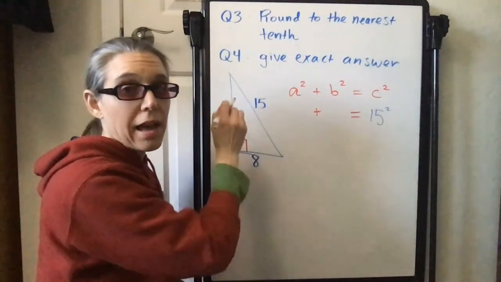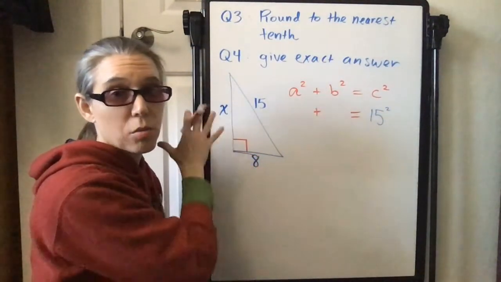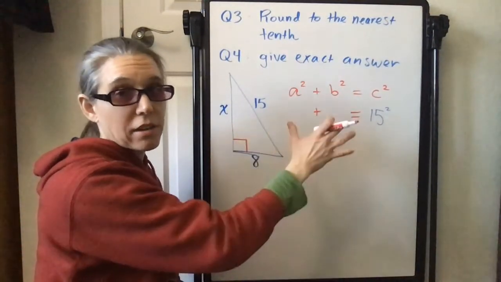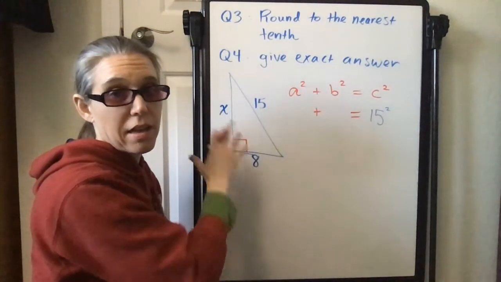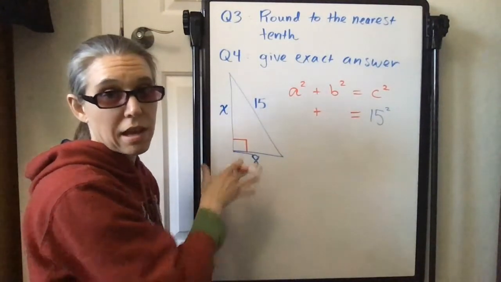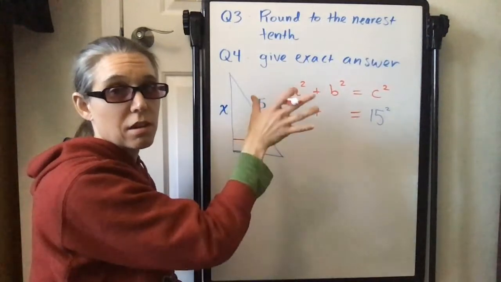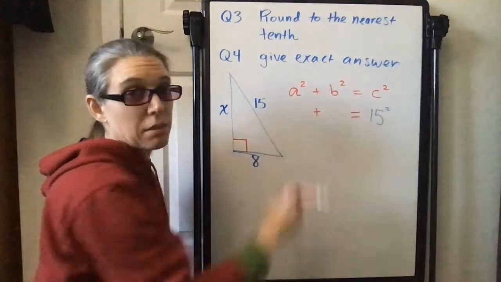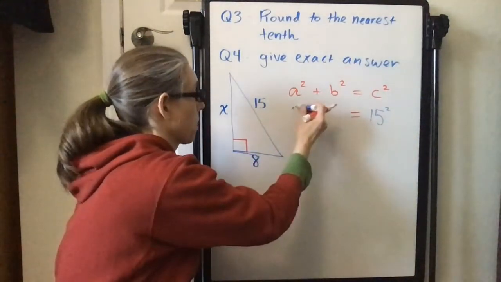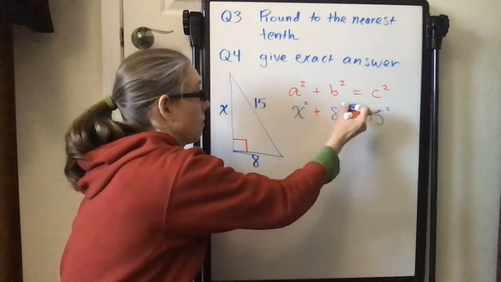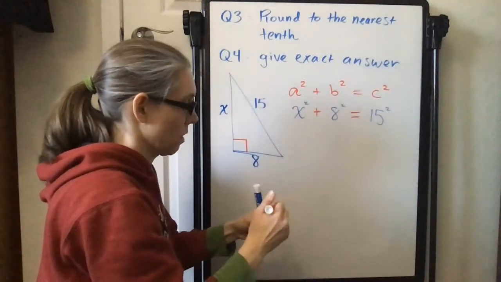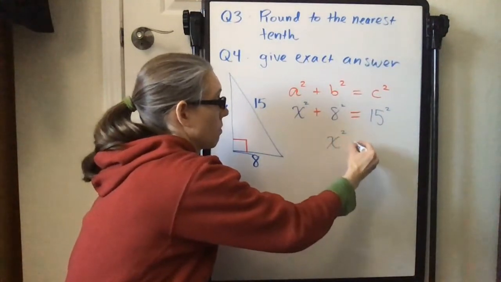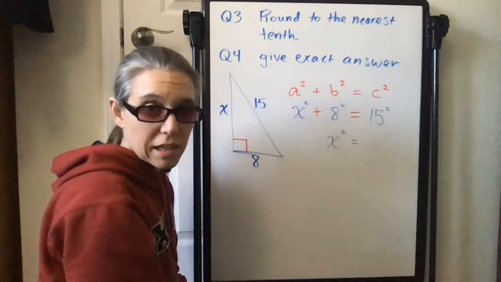However, for x and 8, it doesn't matter which one is a and which one is b. It doesn't make any impact at all. So just choose one. This one can be a and this one can be b, or the other way around. Just make sure the legs are plugged in for a and b, and the hypotenuse is plugged in for c. Okay? So this gives us whatever 15 squared minus 8 squared is.